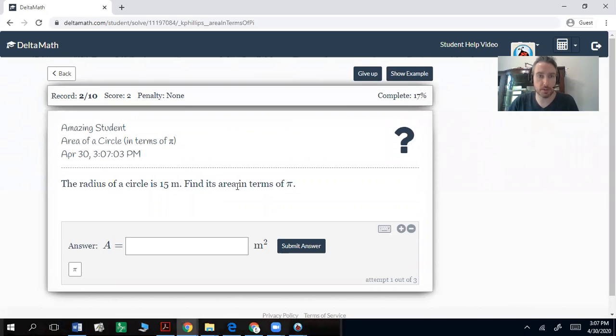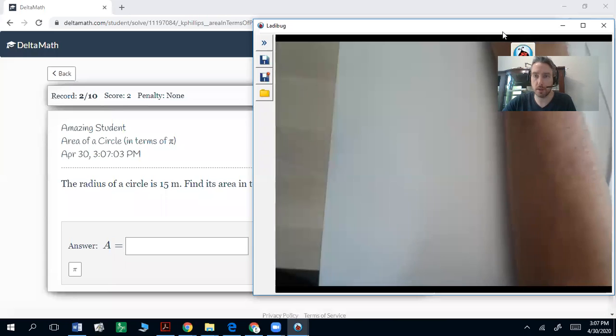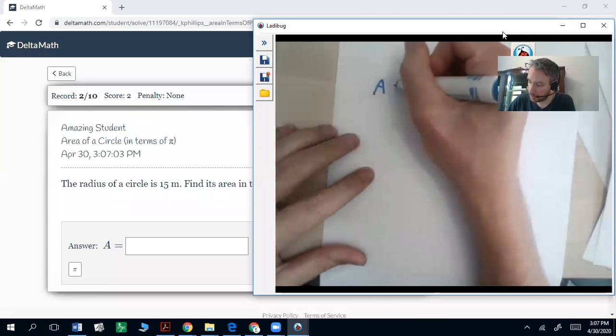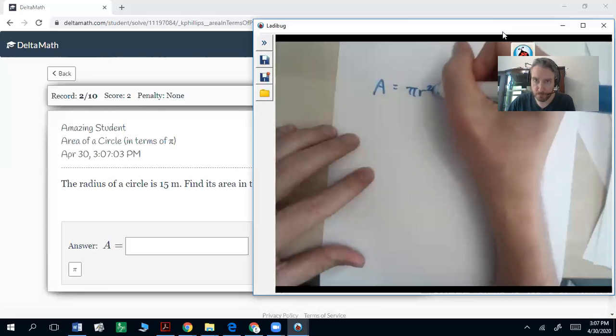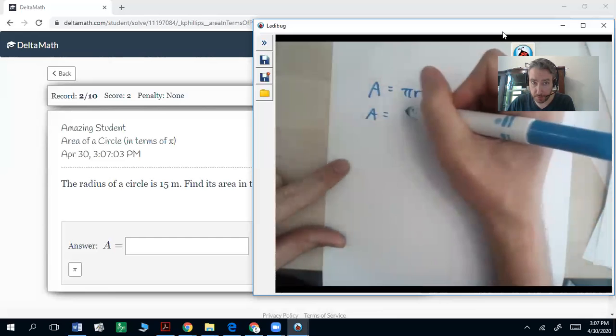It says the radius of a circle is 15 meters. Find the area in terms of pi. The area of a circle is pi r squared. So in terms of pi, the area is pi r squared. The radius is 15.